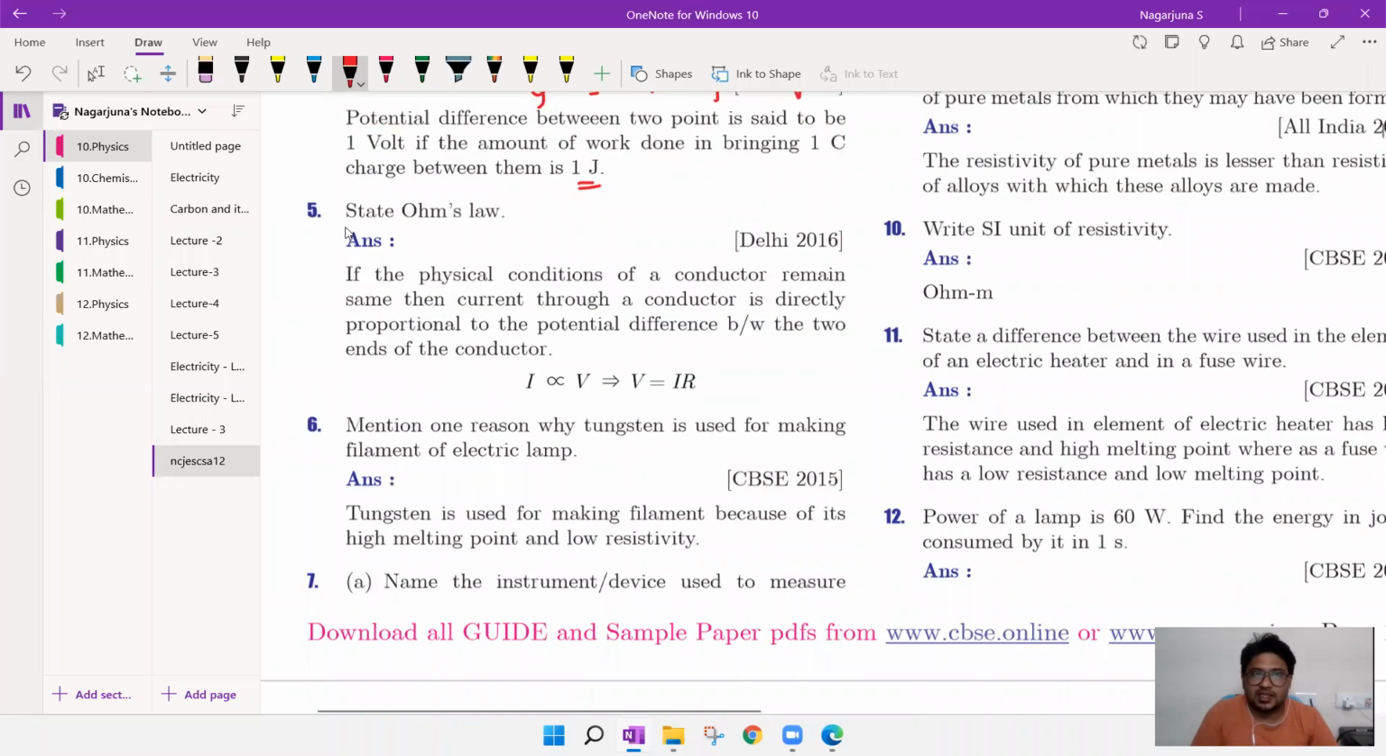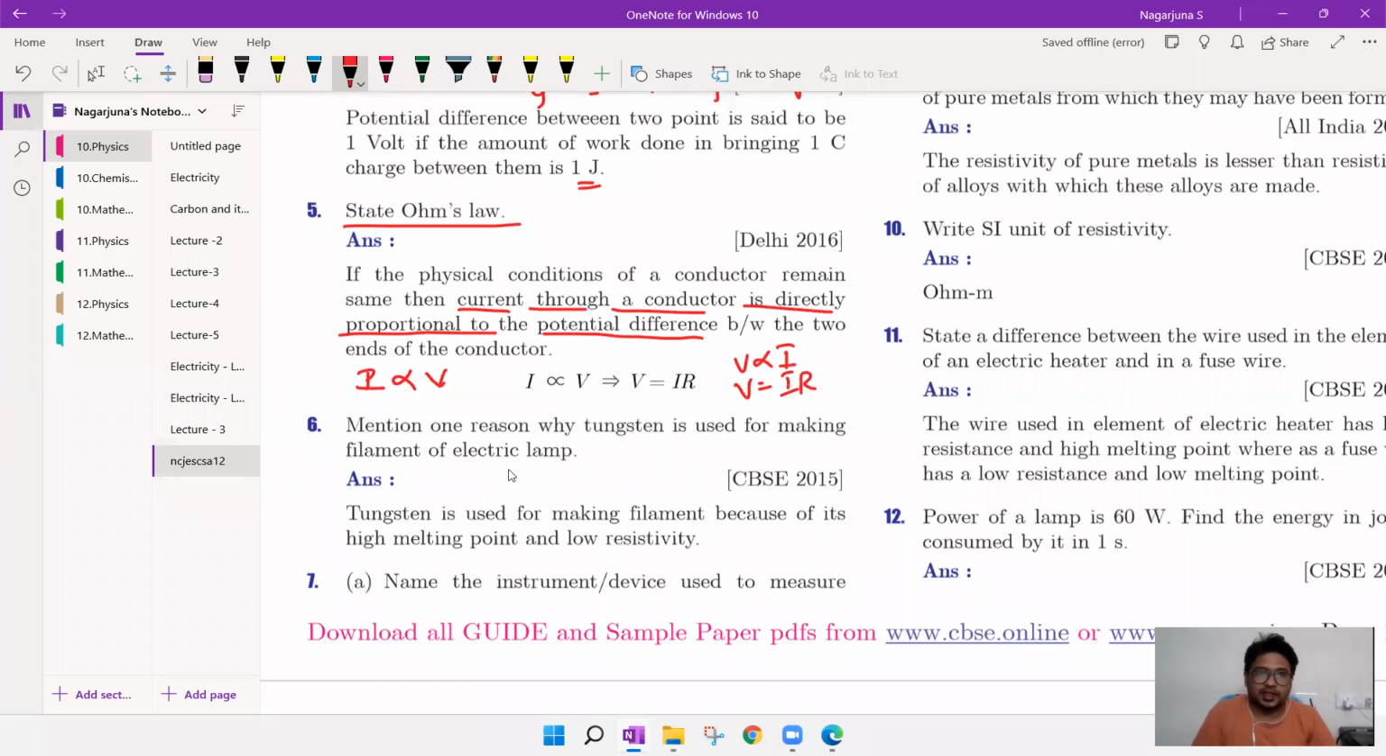And again in 2016 they asked: state Ohm's law. We need only the statement, that's it. If the physical conditions of the conductor remain the same, or at constant temperature, whatever sentence you want you can start with. At a constant temperature, the current through a conductor is directly proportional to the potential difference between the 2 ends of the conductor. That's it. So current is directly proportional to voltage. By removing the proportionality, we add one constant, that is R. So V is directly proportional to I, and V is equal to I into R.